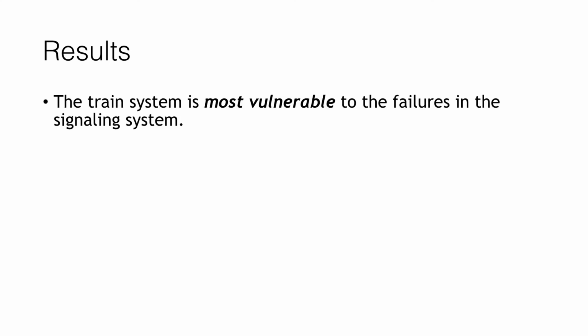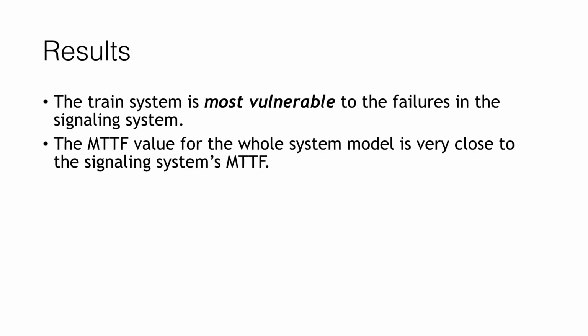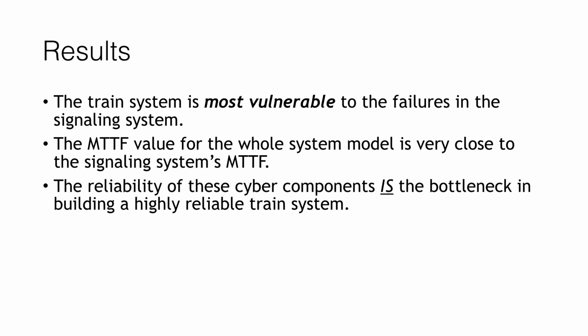And so we'll discuss some of the results. Overall, the train system is the most vulnerable to failures in the signaling system. That was evident from our qualitative analysis, looking at the minimum cut set and the single point failures, and also from results from DFT Calc. The mean time to failure value for the whole system model is very close to that of the signaling system. And what this means is that the cyber components are the bottlenecks in building a highly reliable train system.